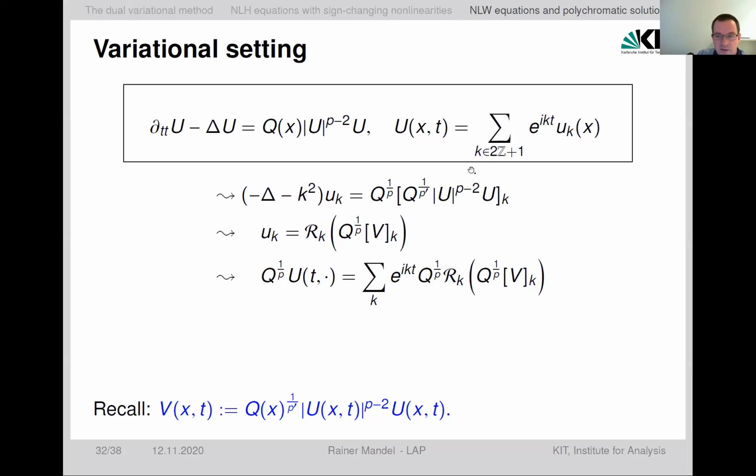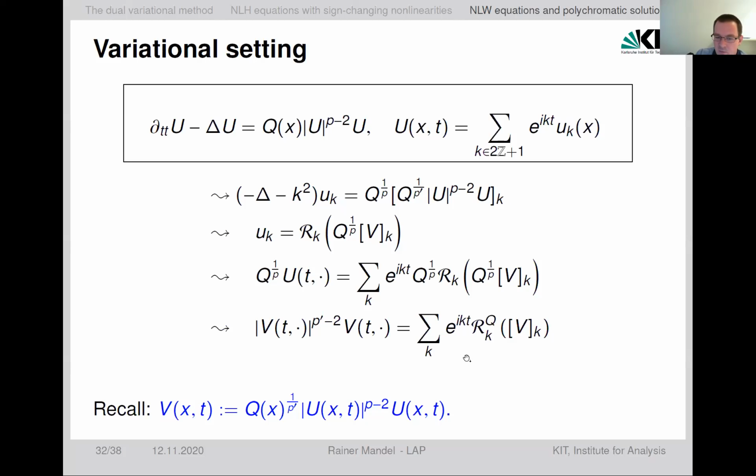This can be done using this formula here, summing all the modes up again in the right way, and now replacing this term here in terms of V. Then we end up with this equation, which is nothing but such an equation here, where we have a power, and here we have a compact linear operator acting on V, which is also symmetric, and this is a perfect structure for the dual variational method.